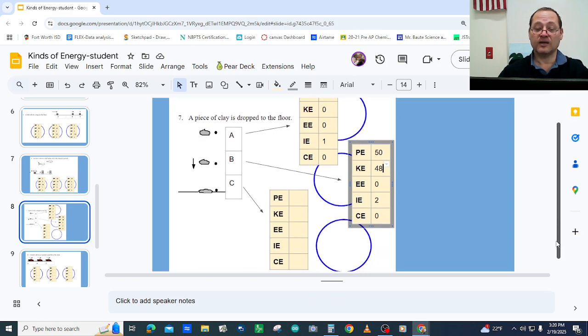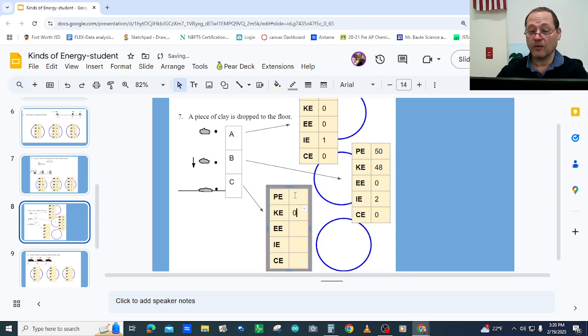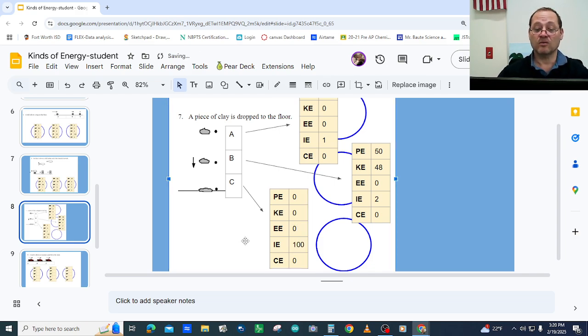For point C, the clay is not moving. It's at the ground, so no potential, no kinetic energy. There's no chemical reaction going on there. There's no elastic energy involved. And all we can say is that 100% of the energy has gone to the atoms.